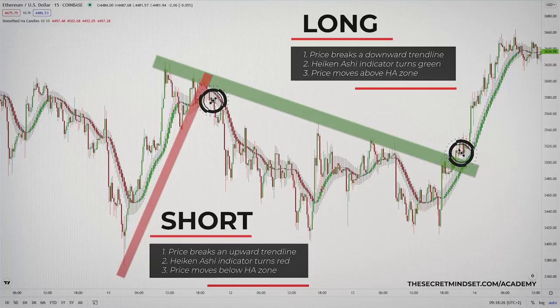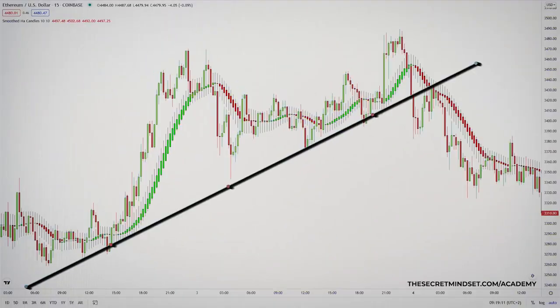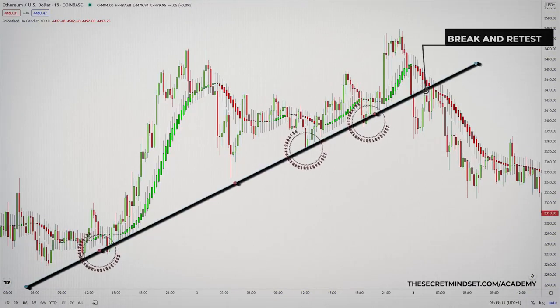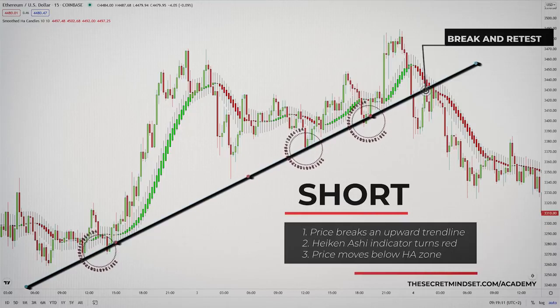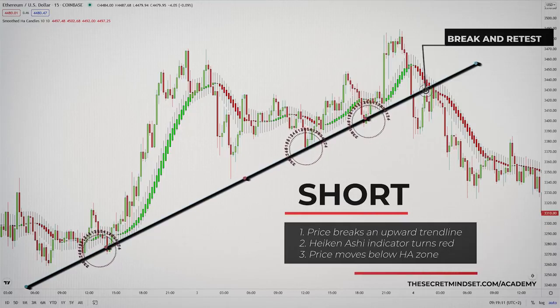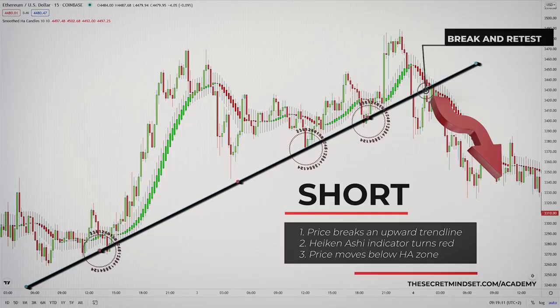Here, price moved through this trend line, while the drop below the trend line would likely be the first signal of a reversal in the short-term trend. It's important to pay attention to the Heikin Ashi indicator to confirm the movement. The indicator turned red and price moved below it, so this was a good scalping opportunity.